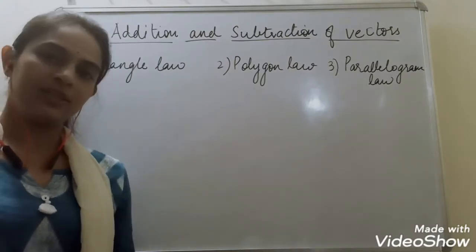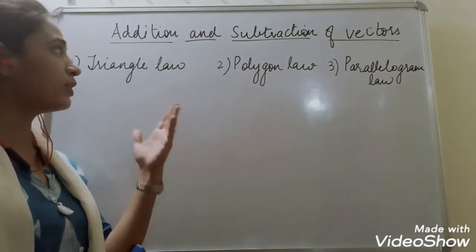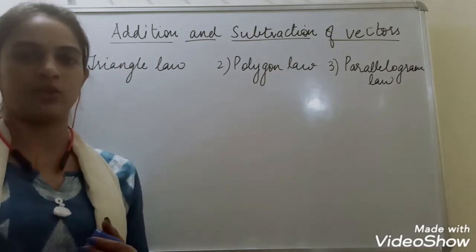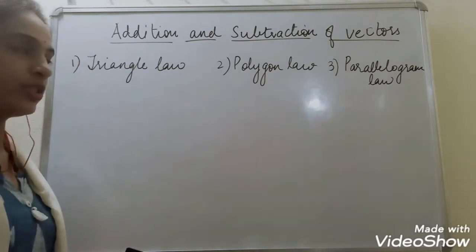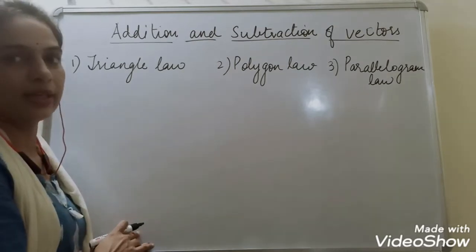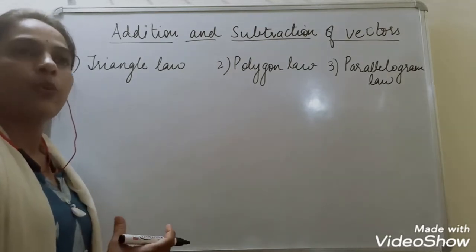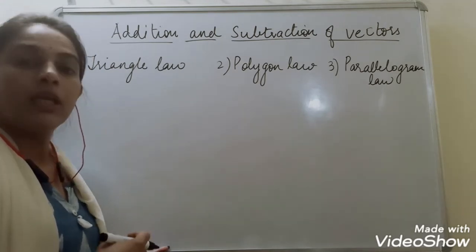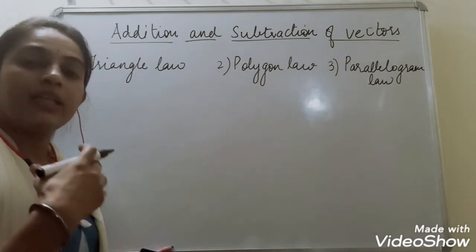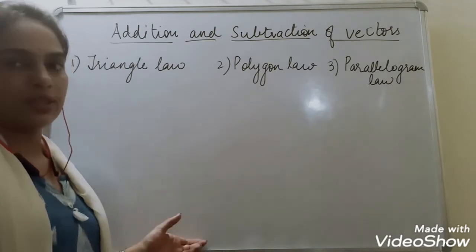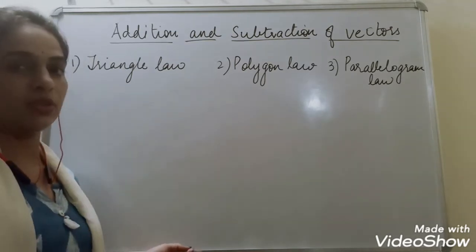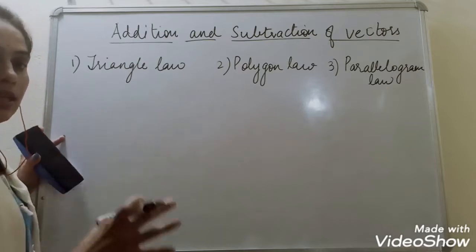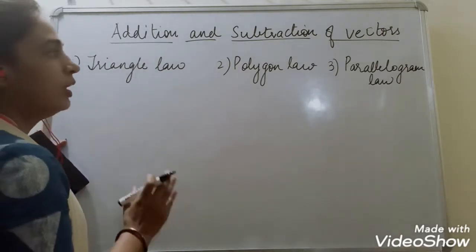Studied about vectors and the types of vectors. Our next topic is addition and subtraction of vectors. So we have three laws for addition and subtraction of vectors. See girls, vector algebra is very important for you to learn. You will require this at each and every step in physics till 12th and even after 12th. So please understand it and remember it nicely.